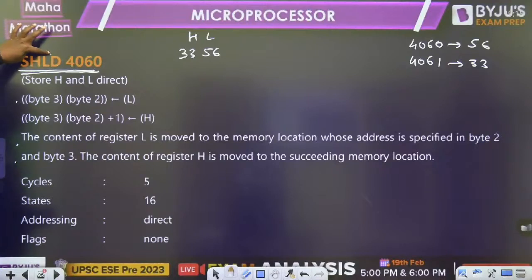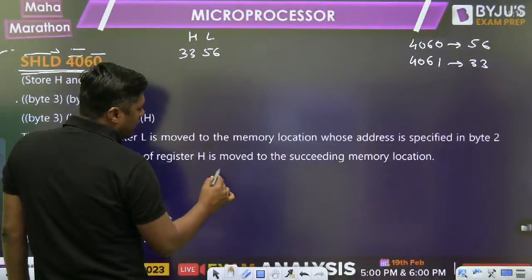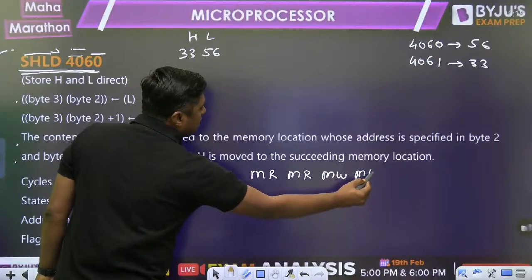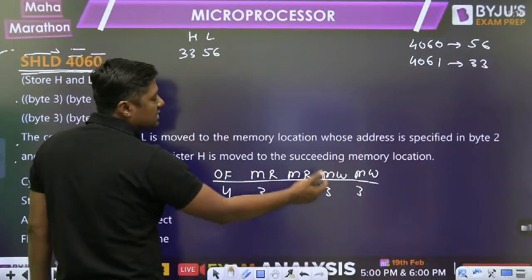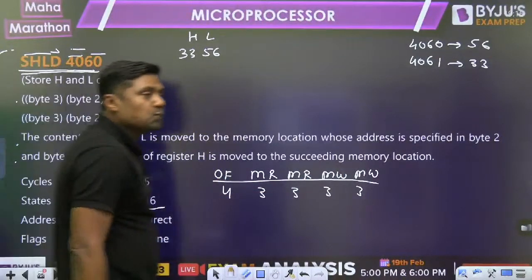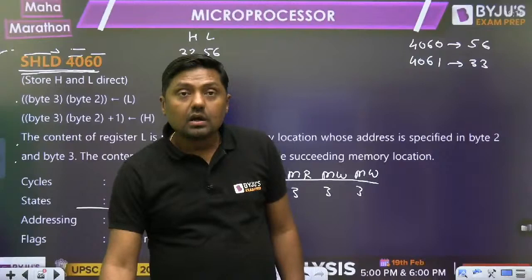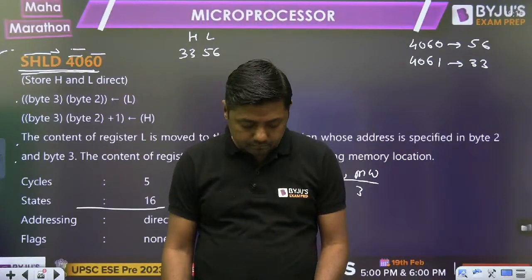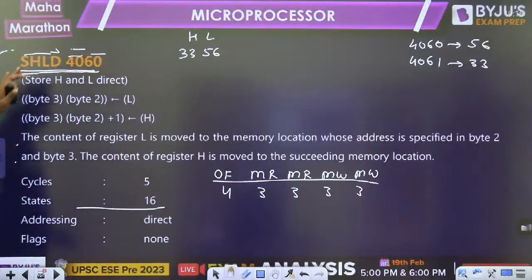Again, opcode fetch, memory read, memory read, memory write; there will be 5 machine cycles. First opcode fetch, then memory read, memory write, total 5 machine cycles. 4, 3, 4, 7, 10, 13, 16: total 16 T states. Okay, that is the case. Are you getting my point, everyone? No problem. So this is about the instruction. These are very important instructions.